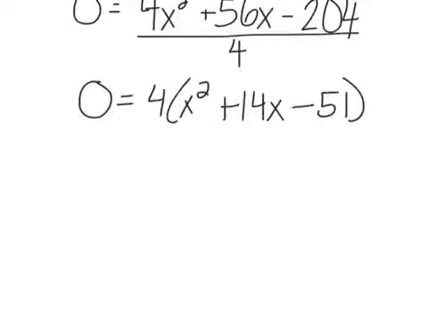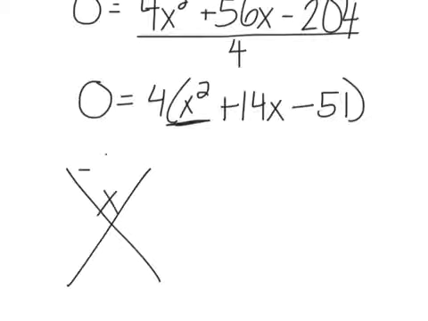And now when I factor this, I have a leading coefficient of 1, so I'm going to use that x method. And that means I need to multiply to get a negative 51, and I need to add to get a positive 14. Okay, so I know my signs are going to be different because my third term's negative, but what I need to remember is that my bigger number is going to be positive because that middle term is positive.